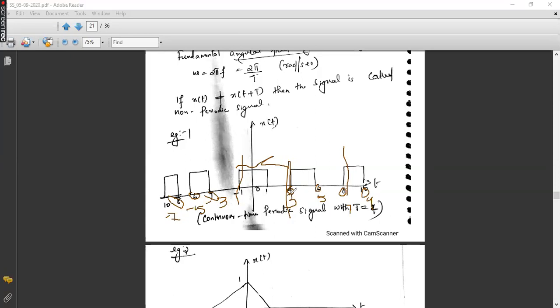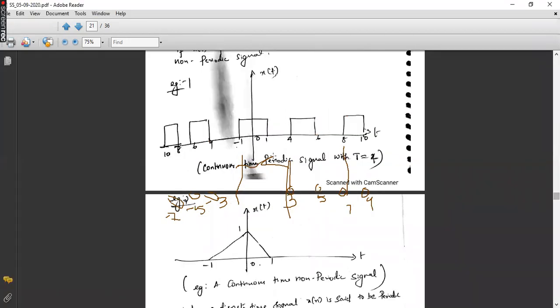So you should be able to identify, whenever I'm giving a signal on your quiz 1, whether the signal is a periodic signal or a non-periodic signal by observing the pattern. Clear? Any doubts with respect to this?